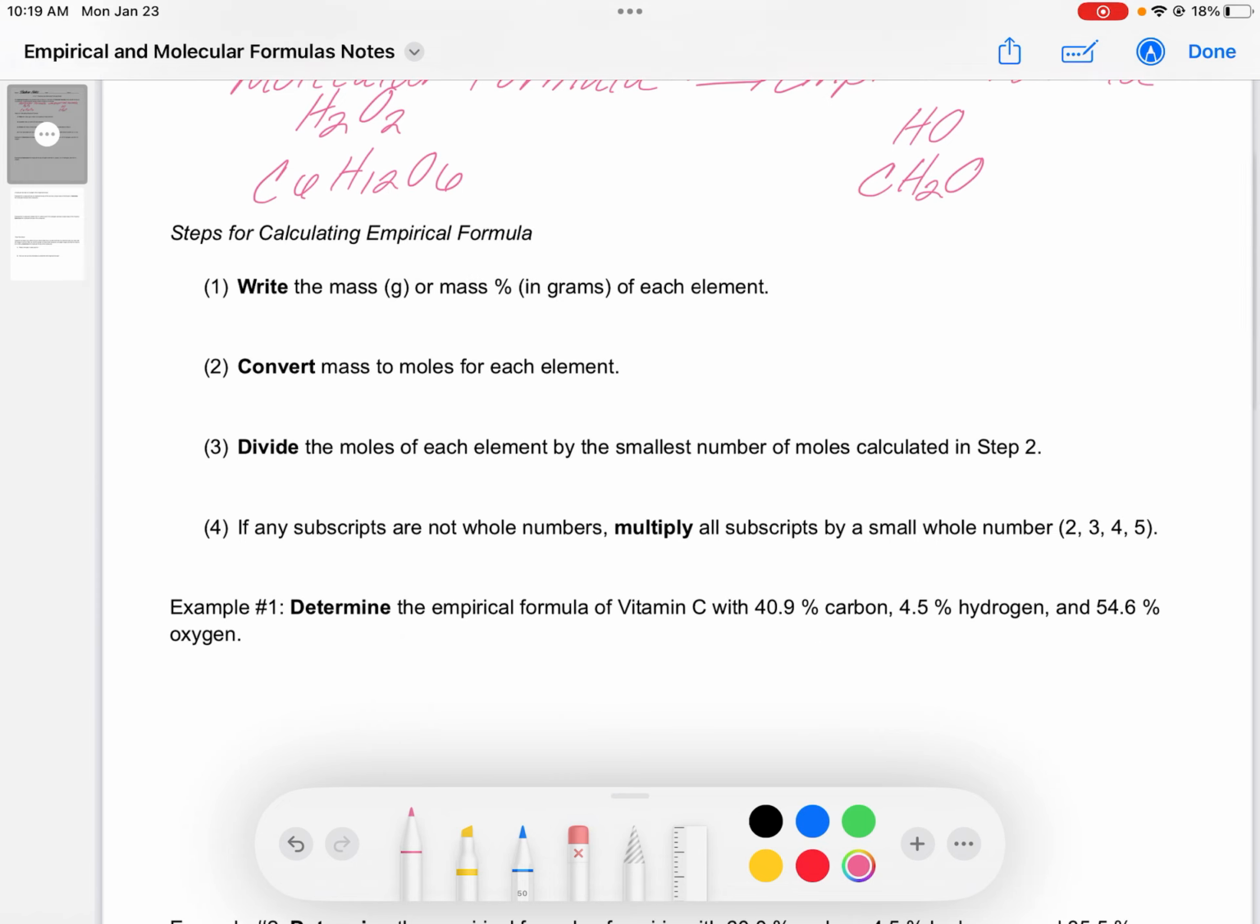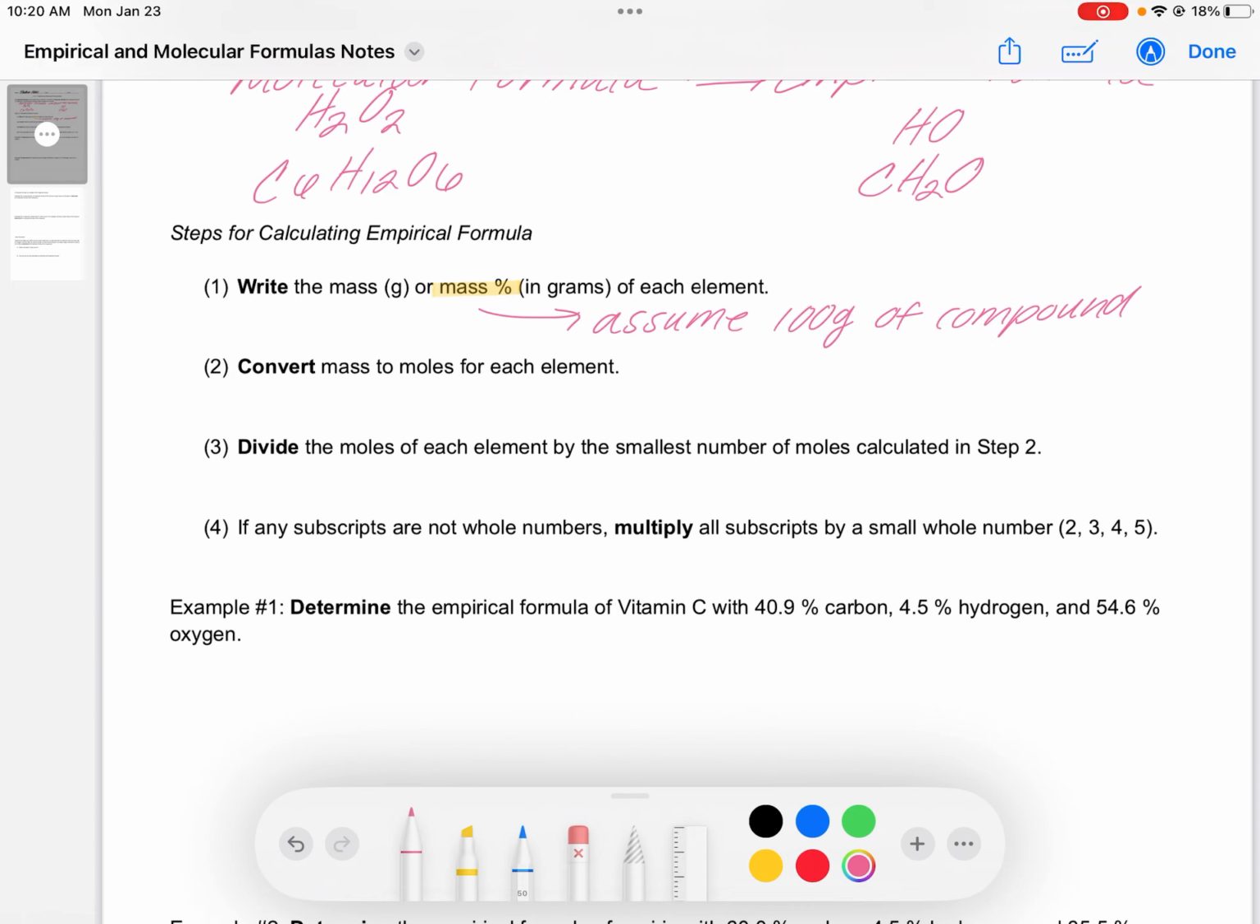The first thing that you need when calculating the empirical formula is to be given some information about the composition of the compound. You need to be either told there are this many grams of this element and this many grams of this element, or you can be told that there is 50% of this element and 50% of this element. When given a mass percent, we are going to assume that we're talking about 100 grams of a compound. That's just going to help to keep our math a little bit easier.